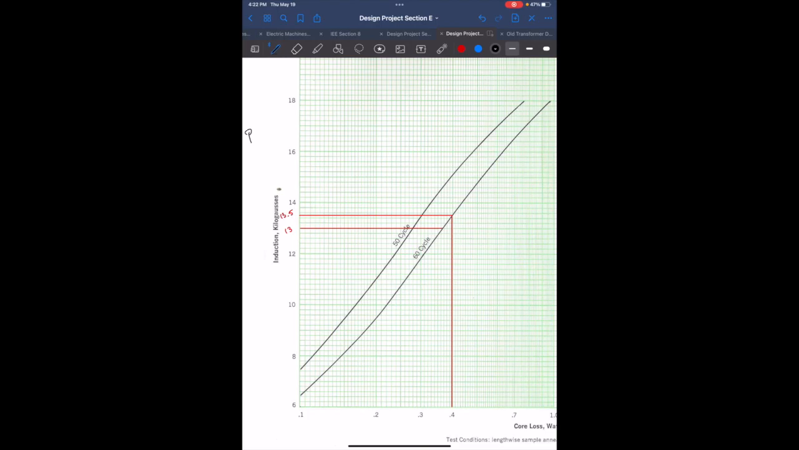Now the Teslas that I decided to have is 1.35. So B is supposed to be 1.35 Tesla. Of course, this graph gives it to you in kilogauss, so it's 13.5 kilogauss. We're going to have to see where the 13.5 kilogauss crosses with the 60 hertz cycle. We're here in North America, not deciding for Europe. And it crosses at 0.4 watts per pound. So from here, we'll be able to find exactly how many watts we're going to lose in core losses.